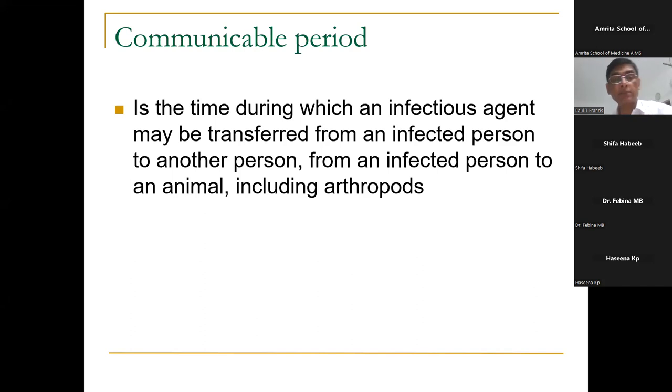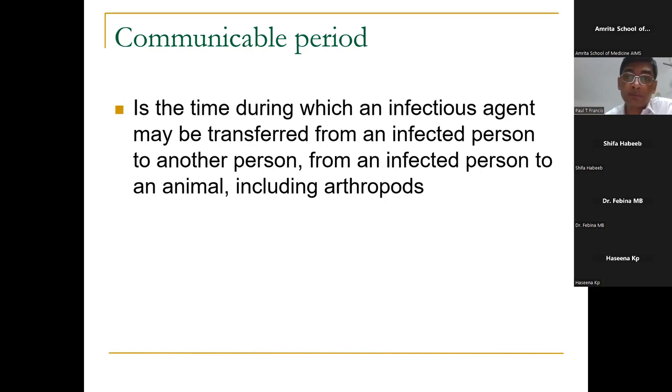Then another term, which is the communicable period, is the time during which the infectious agent may be transferred from an infected person to another person, from an infected person to an animal, or all the other things. Now, this is also very relevant because sometimes we panic when we diagnose a disease in a patient. There is no point in getting alarmed once the patient is diagnosed, because the person has been infectious until the time you examined and diagnosed. Once you've diagnosed, you can be more careful.